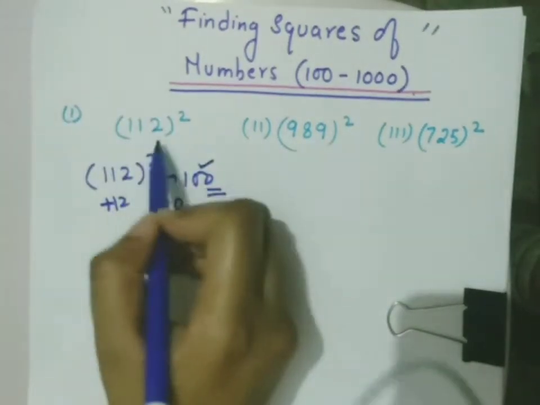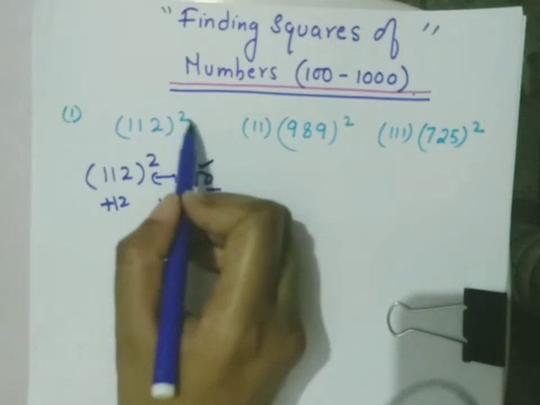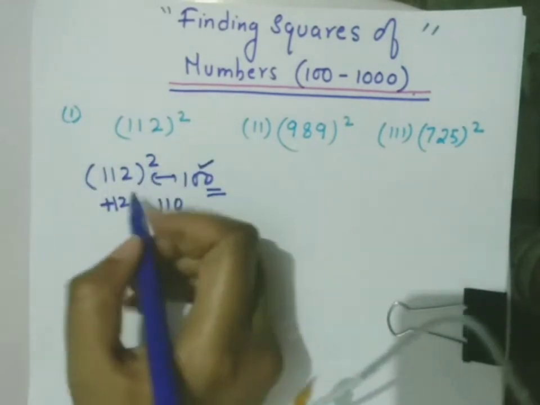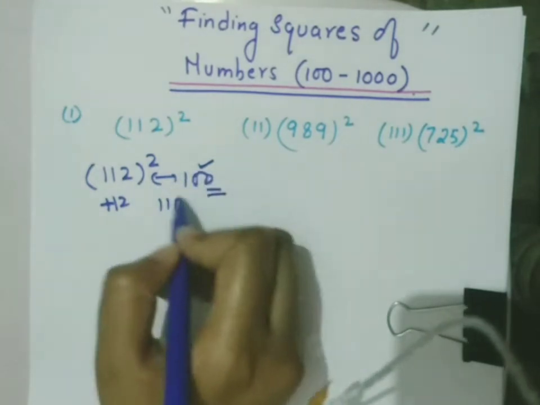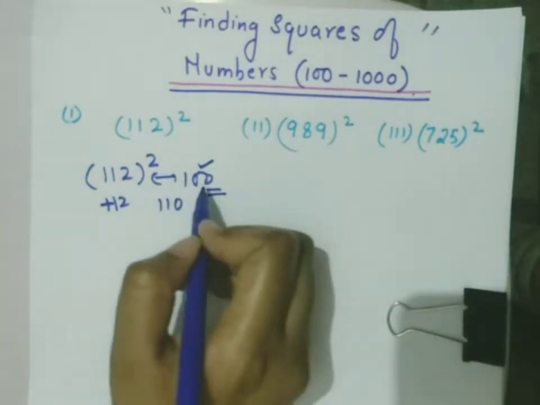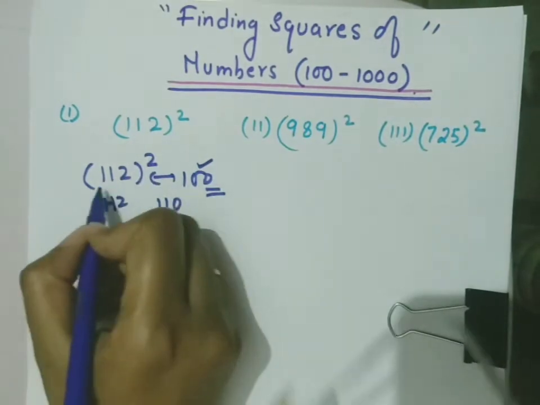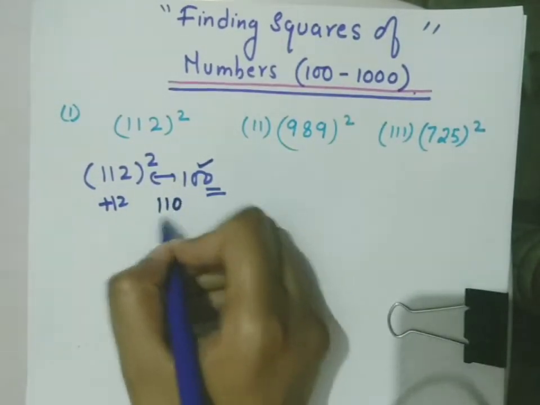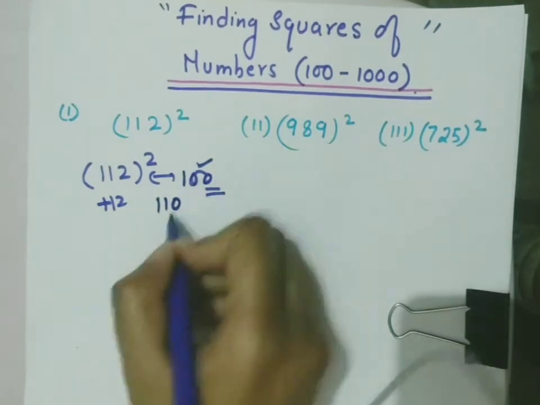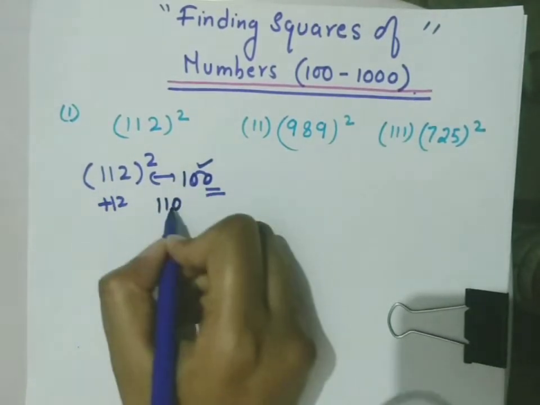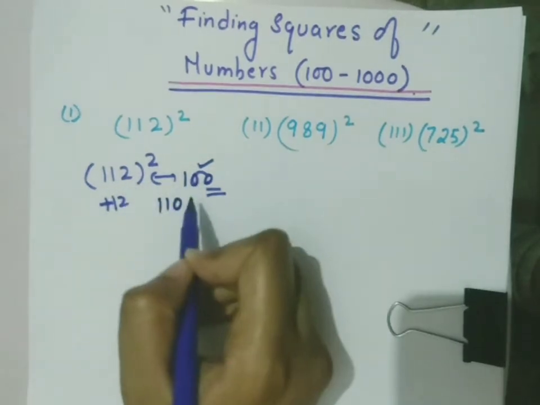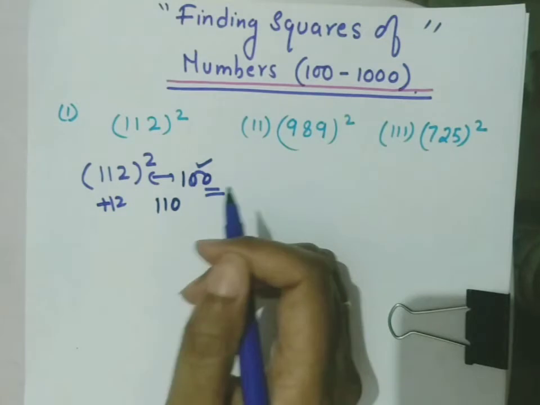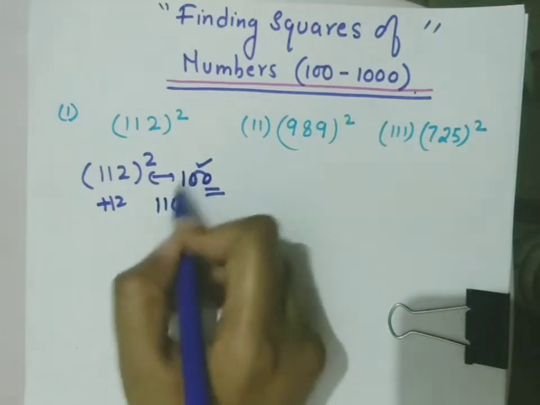Suppose I have taken 112 and we have to find out the square of 112. What we will do, first of all, find the nearest number which has zeros. Find the nearest number of 112 which has zeros. So I have written here two numbers, 110 and 100, because 110 is near to 112 and 100 is also near to 112. So there are two possibilities. Most of the time you will get two possibilities.